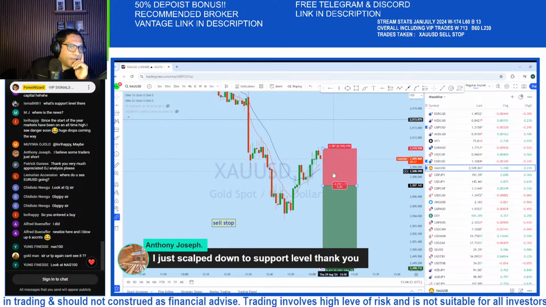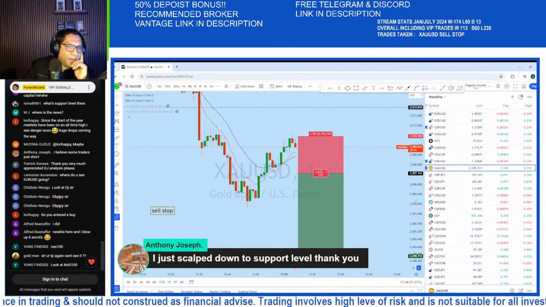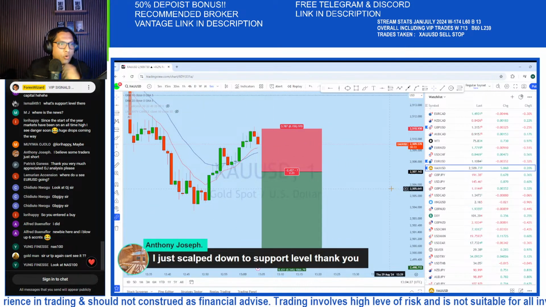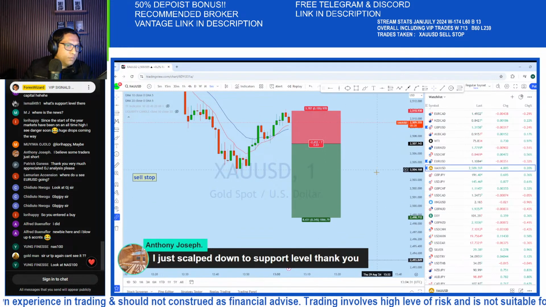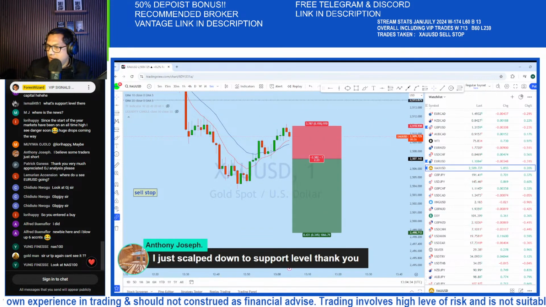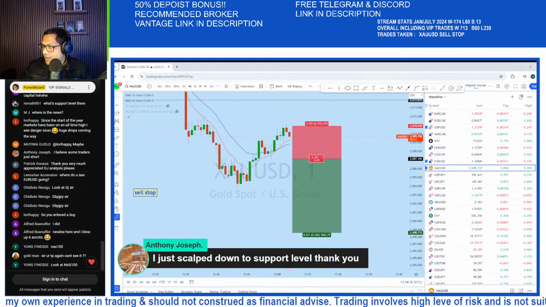Okay, so we see some kind of rejection. Now my sell stop at 2507.143, because if it breaks down, then we could see a boom, stop downside. We'll see if we can catch some pips here.